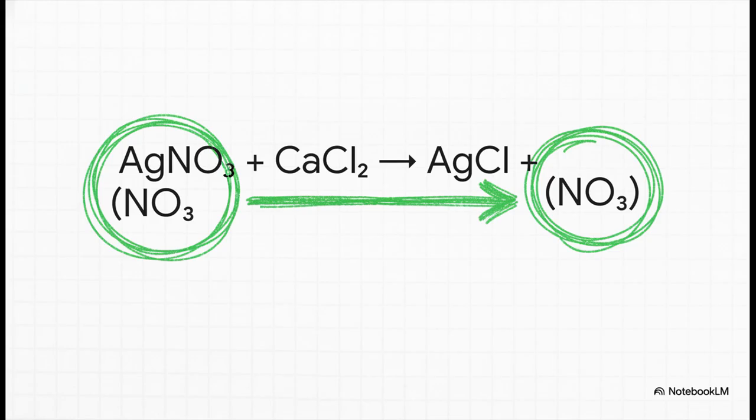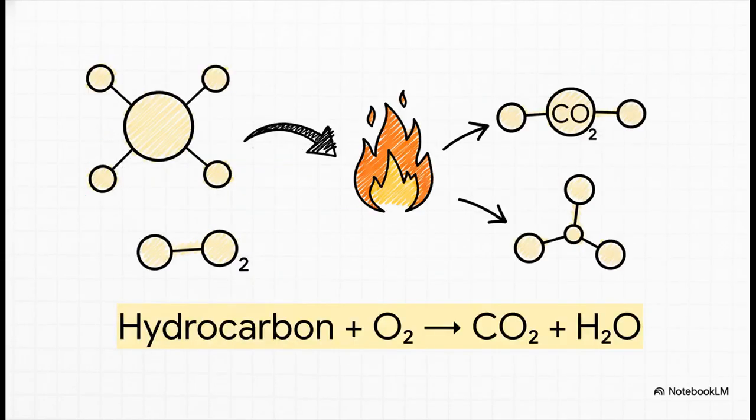So the trick is to stop counting individual nitrogens and oxygens. Instead, just treat the whole NO3 group as one single item. That makes the whole puzzle way, way easier to solve. Our second shortcut is for combustion reactions, which is just a fancy way of saying burning. And when you burn a hydrocarbon, that's just something made of carbon and hydrogen, it always follows this predictable pattern.